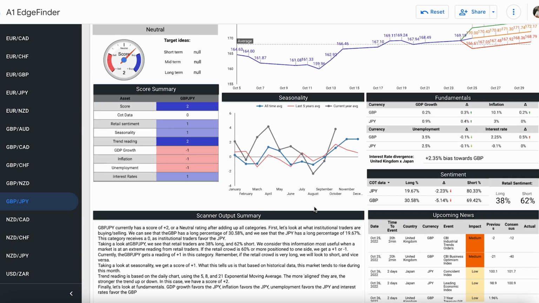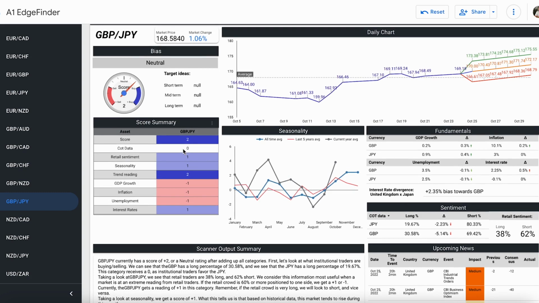Seasonality score of +1 as well. Here are the months for October. And historically speaking, we see an all-time average jump up, but in the last 5 years, it dips down. Trend reading we already talked about. And lastly, GDP growth, inflation, and unemployment have scores of -1, and interest rates have a score of +1. So taking a look at the yen, 0.9% GDP growth, 2.5% unemployment, only 3% inflation, and -0.1% interest rates.